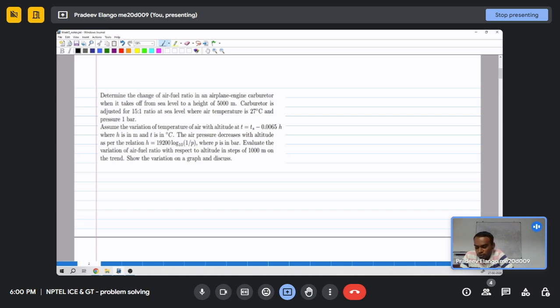Carburetor is adjusted for 15:1 ratio at sea level, where air temperature is 27 degrees Celsius and pressure 1 bar. Assume the variation of temperature of the air with altitude T equal to Ts minus 0.0065 H, where H is in meters and T is in degrees Celsius. The air pressure decreases with altitude as per the relation H is equal to 19,200 log base 10 of 1 by P, where P is in bar. Evaluate the variation of air fuel ratio with respect to altitude in steps of 1000 meters on the trend. Show the variation on a graph.